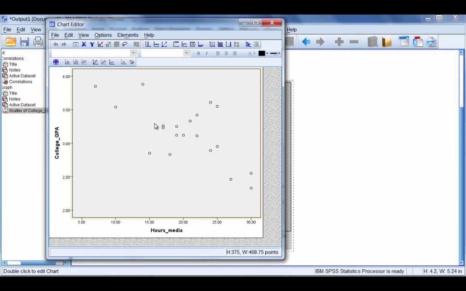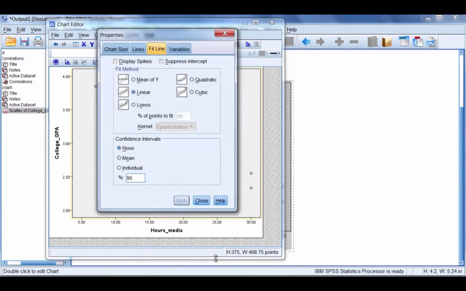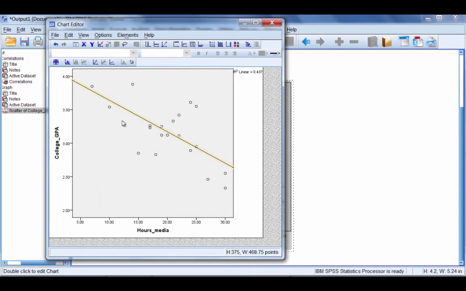And there's one last thing we can do here. If we right-click this plot, and a shortcut menu opens, and we select Add Fit Line at Total, click on that. And then here, we're going to select Linear, and then close, and you'll see this line, which is used to represent or fit the data points in general. And notice that a straight line is applied.